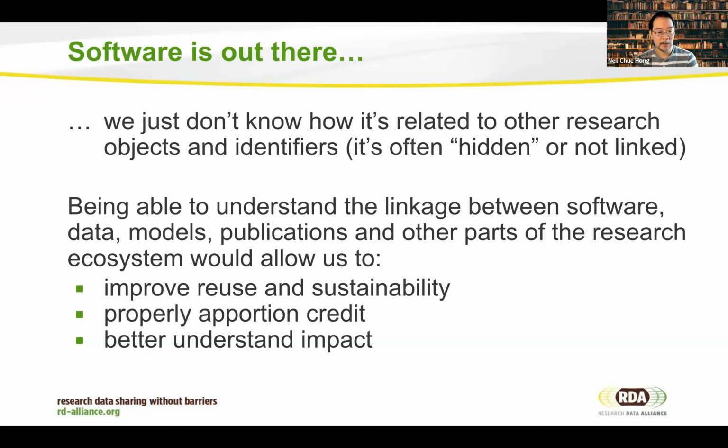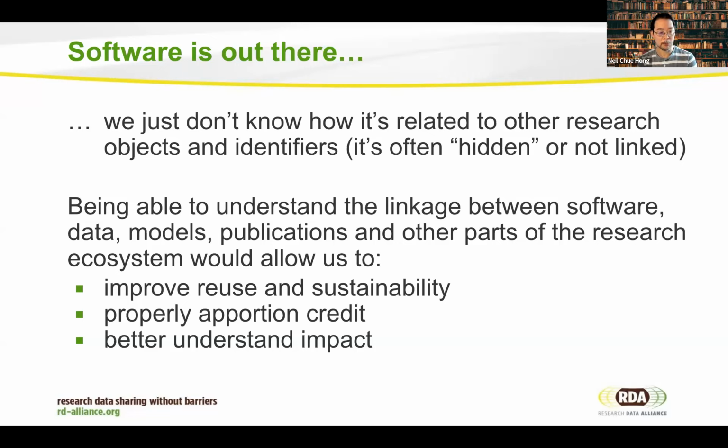And being able to understand that linkage between software, data, models, publications, and all the other parts of the research ecosystem is really important for 3 different reasons. The first one is, for the software itself, it helps improve reuse and sustainability, because the more people who understand and can filter for the software that might be useful for them, the more we can persuade people to reuse and contribute to software rather than creating new software.